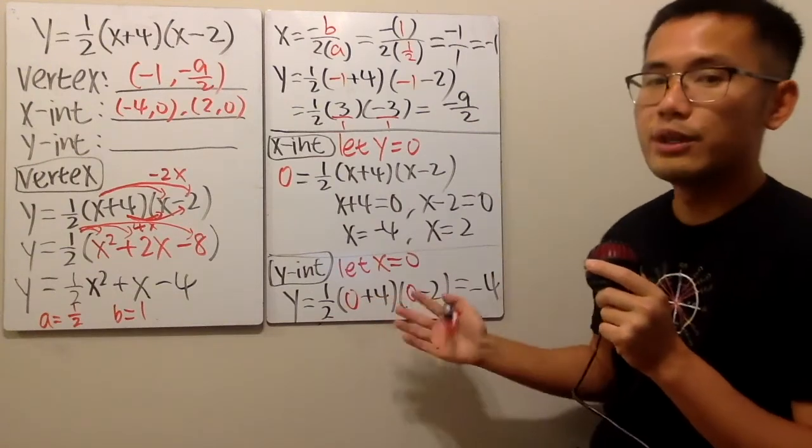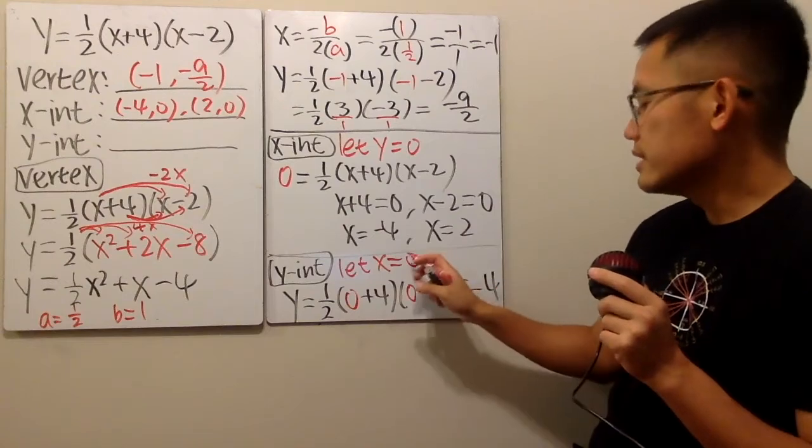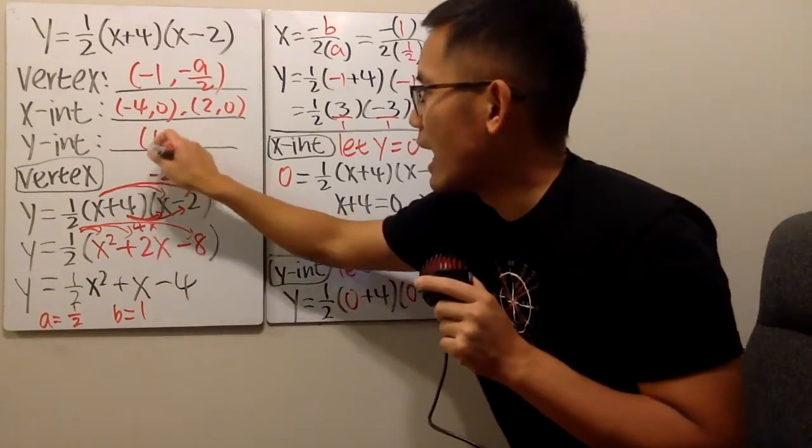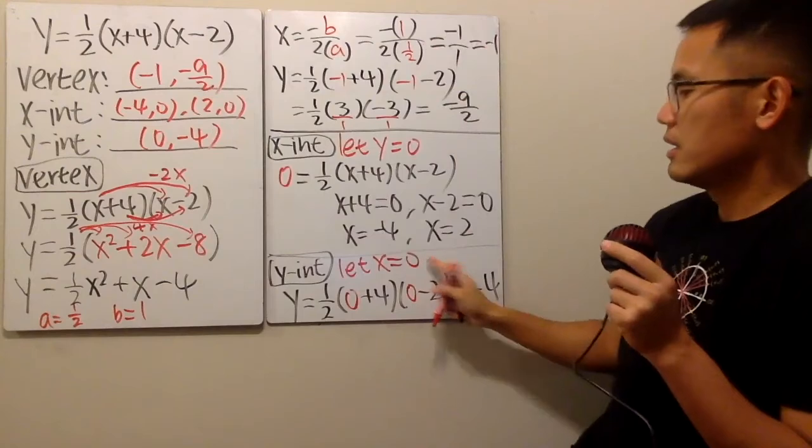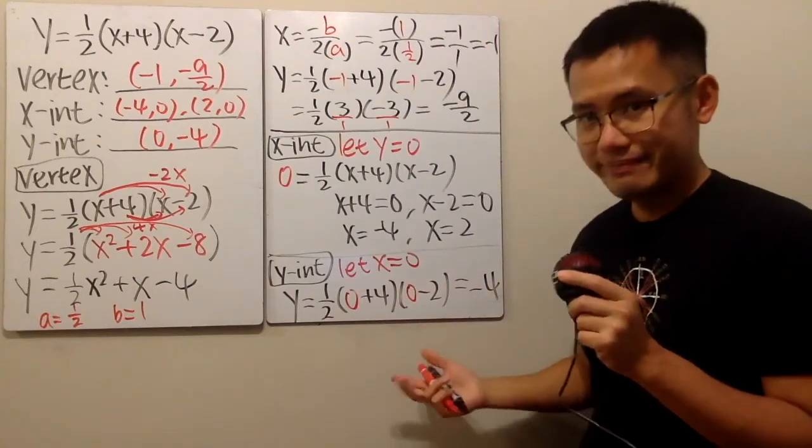And again, if you would like, you can use a calculator, up to you. But we get 0, -4 for the y-intercept. Right? Just work that out, you get -4. So that's it.